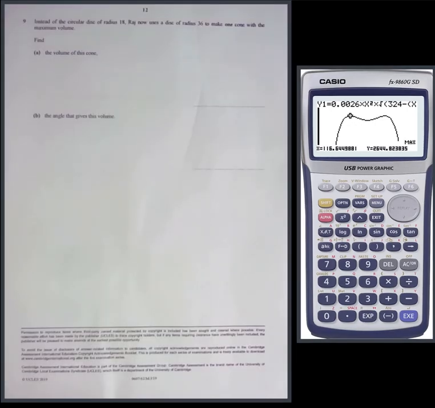Instead of the circular disc of radius 18, Raj now uses a disc of radius 36 to make one cone with maximum volume. We need to find the volume of this cone and the angle that gives this volume. Right, so I've got a bit of space. I'm just thinking how you would tackle this in an exam. I'm going to go back and build a new model, plot the graph, try and find the maximum point. So we are going to go back to the start.